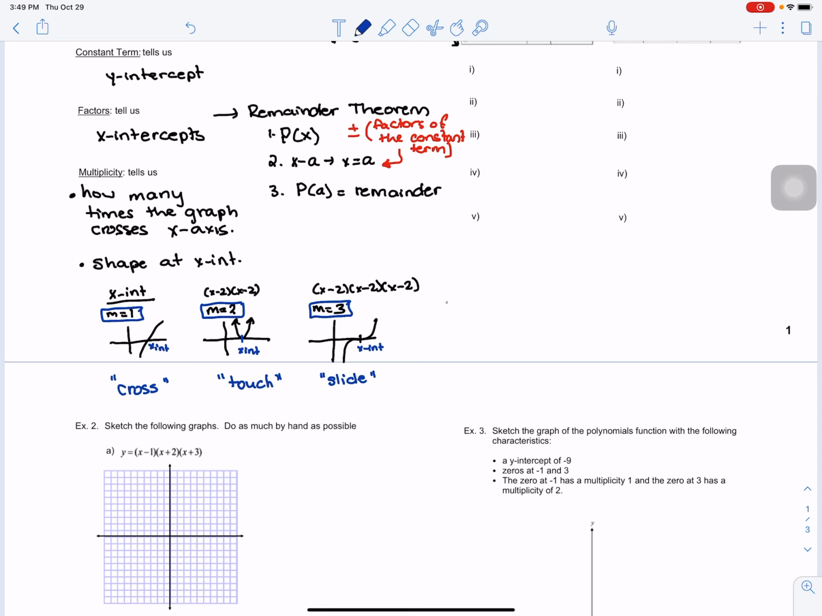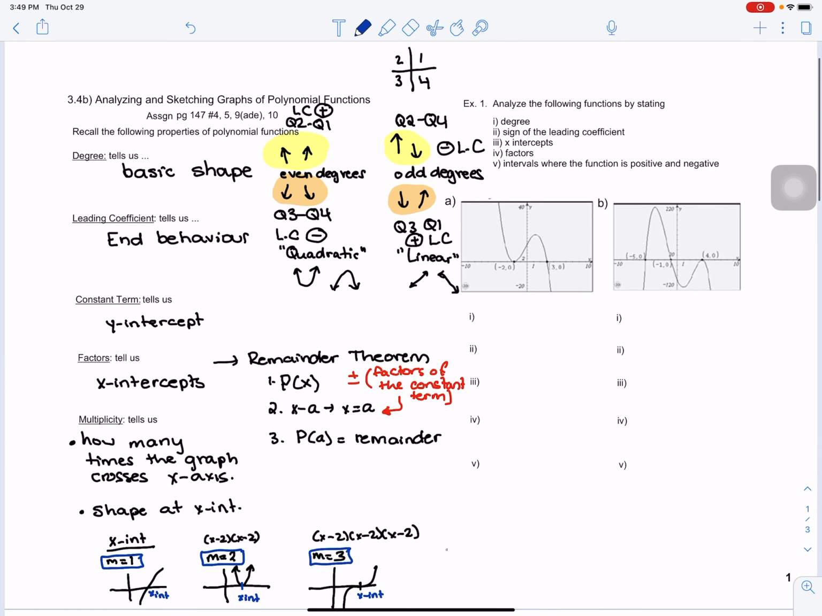Okay. So now let's just look at the next example, and it says analyze the following functions by stating the degree. So we know how to do this. We've already done this. This should not be new to you. To find the degree of the function, we sort of count the number of terms. That's 1, that's 2, that's 3. So my minimum possible degree is going to be 3 in this example.